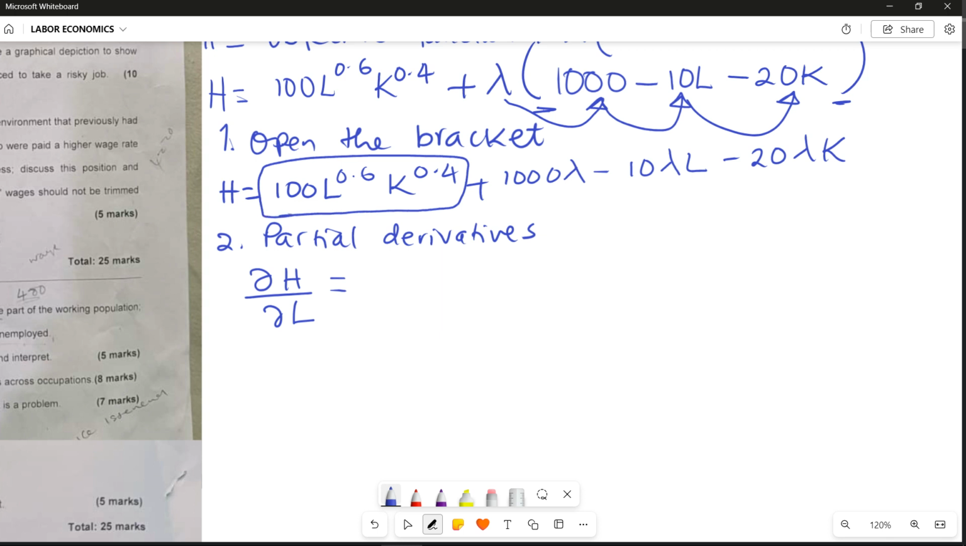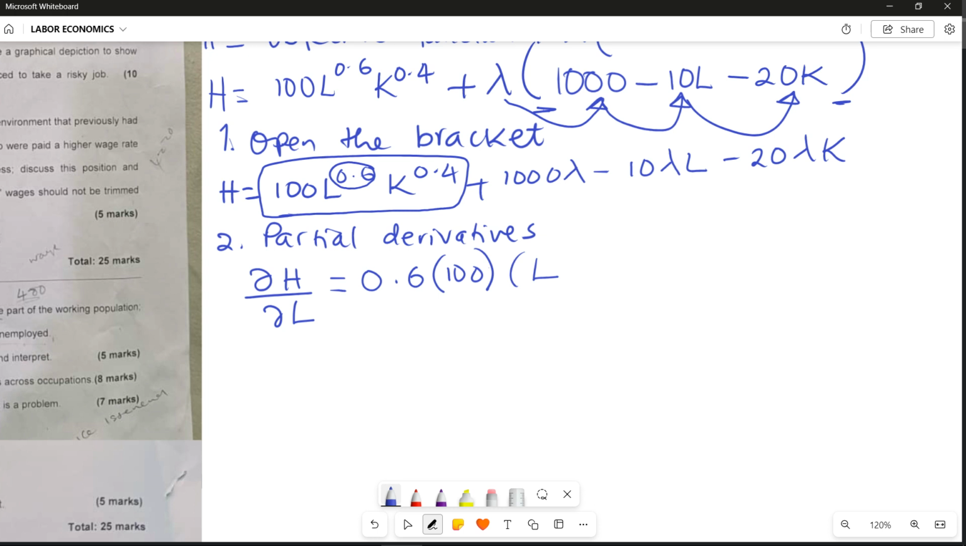We want to differentiate this term with respect to labor, and this labor is raised to a power, 0.6. So how do we do this? That power there, the 0.6, should drop. So it will be 0.6 multiplied by 100, this thing multiplied by labor.